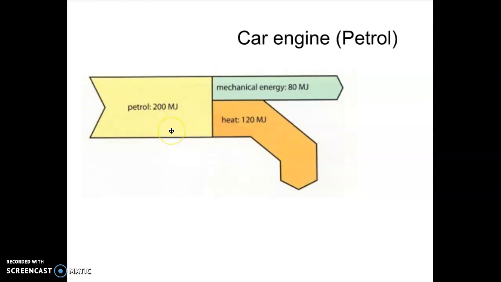And here we have another diagram for a car engine, a petrol car engine. Hopefully a thing of the past soon. For every 200 megajoules of energy that comes in, we're only getting 80 megajoules of mechanical energy out. The rest is less useful.